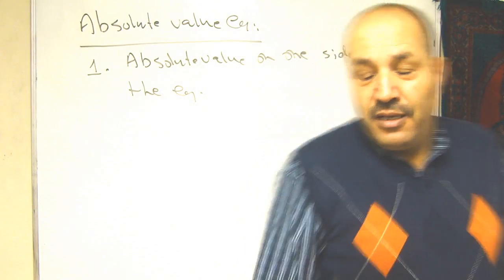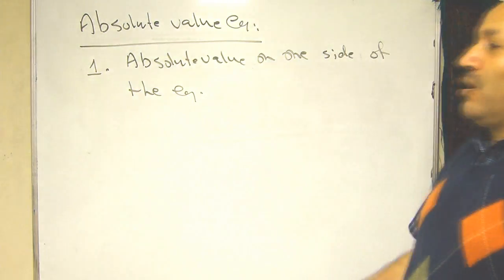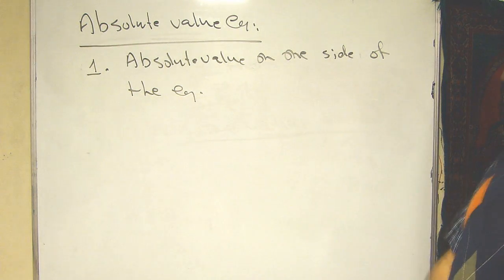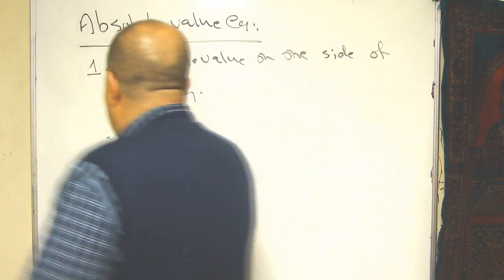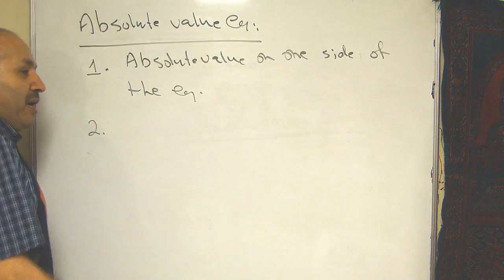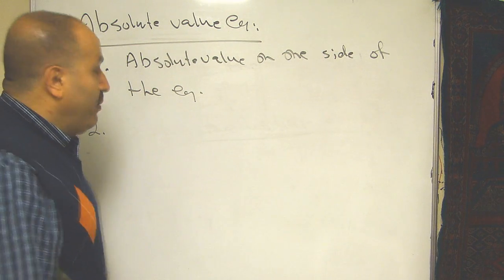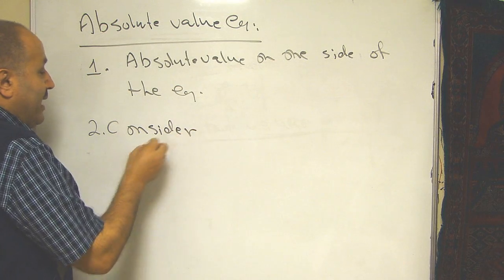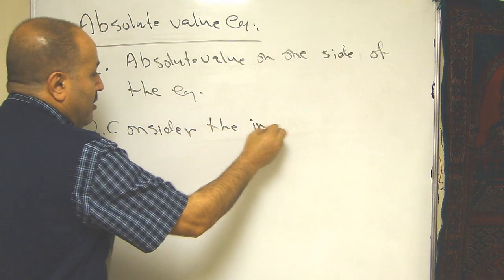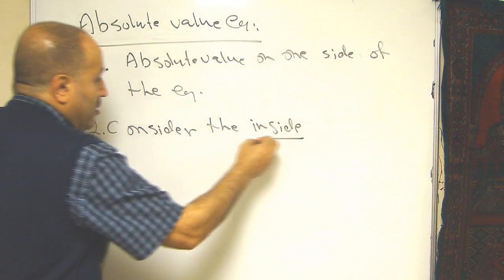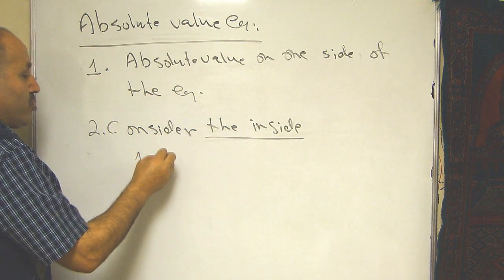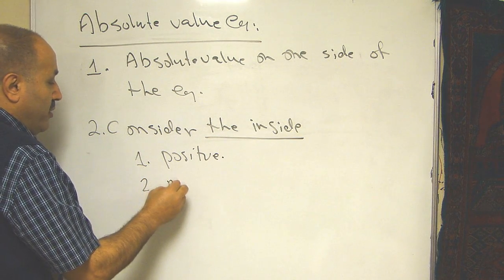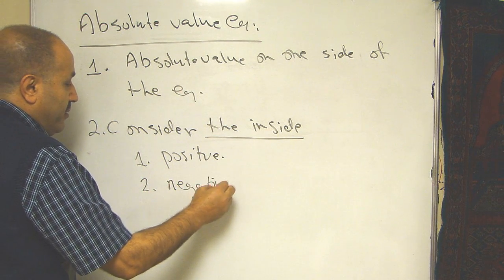If it was not on one side, or if we have something extra, we have to have the absolute value by itself on one side. And then, as we mentioned earlier about the absolute value, I will have to consider the inside. Either it used to be positive or it used to be negative.